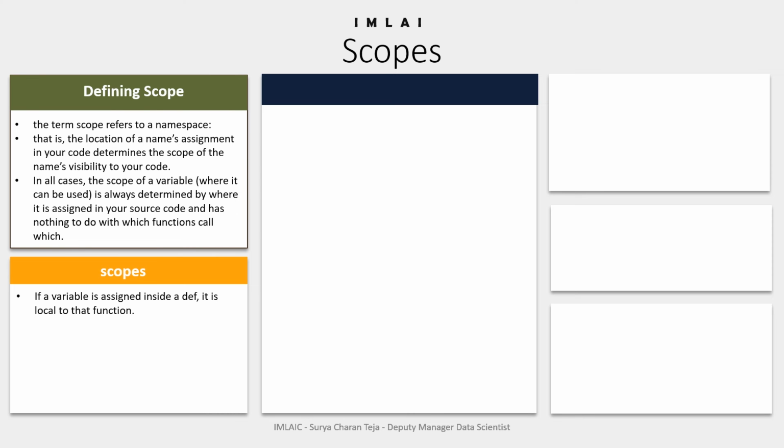Names defined inside a def can only be seen by the code within that def. You cannot even refer to such names from outside the function. These names are known as local to that function. If a variable is assigned inside an enclosing def, it is non-local to nested functions. If a variable is assigned outside all the defs, it is global to the entire file. It is high level code. If that code is high level, it is a global one.